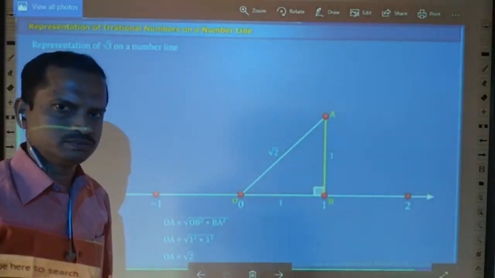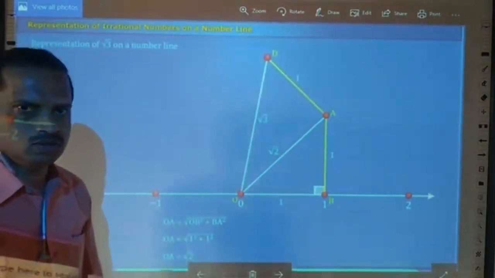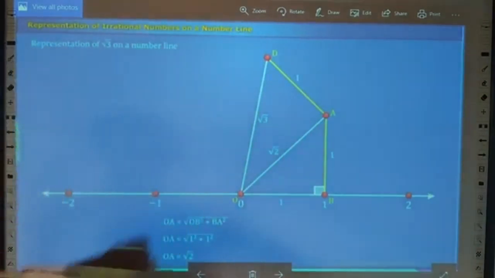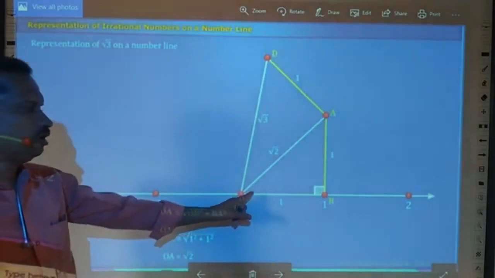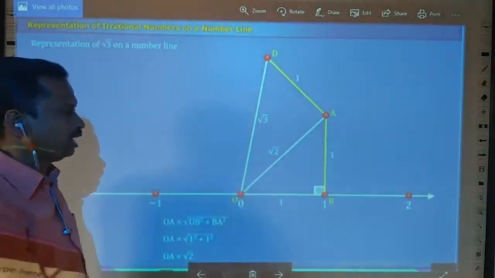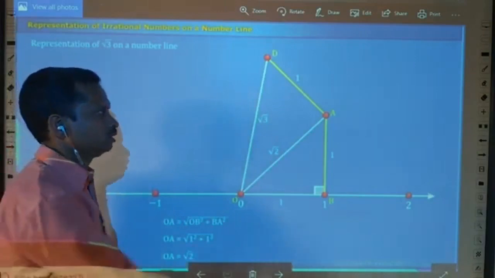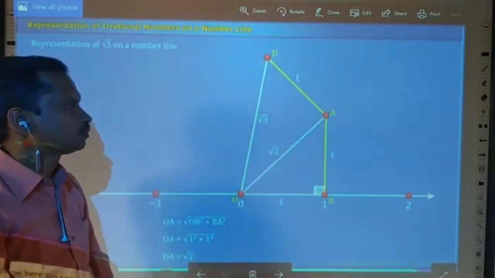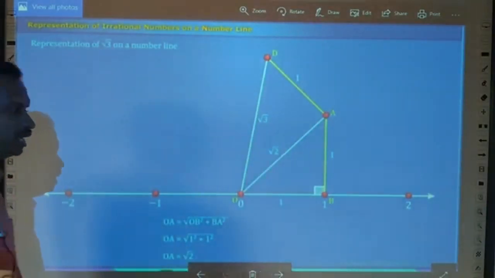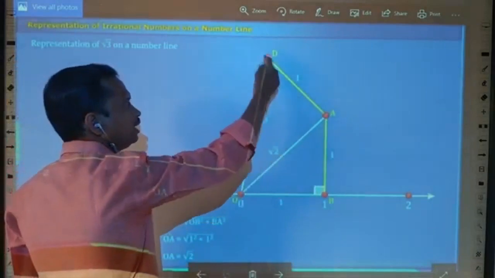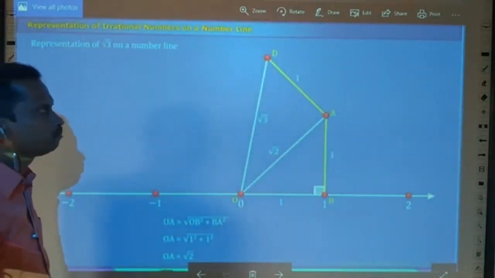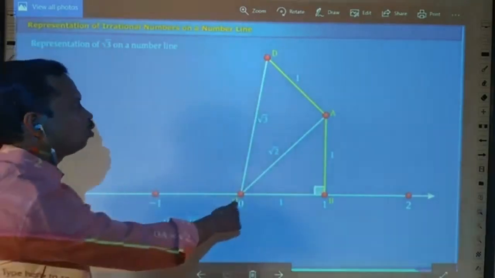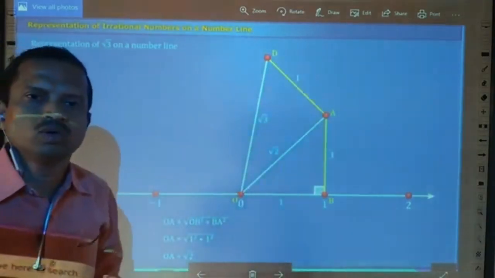And next, now you see how we locate root 3 on the number line. So the same number line. First of all, root 2 we have to locate, and then move to the next, root 3. So now, after getting root 2 at A, we have to draw a perpendicular to OA. This is OA, and AD is the perpendicular to OA. And AD, the measurement is 1 unit. And you join OD. And OD gives the value of root 3.